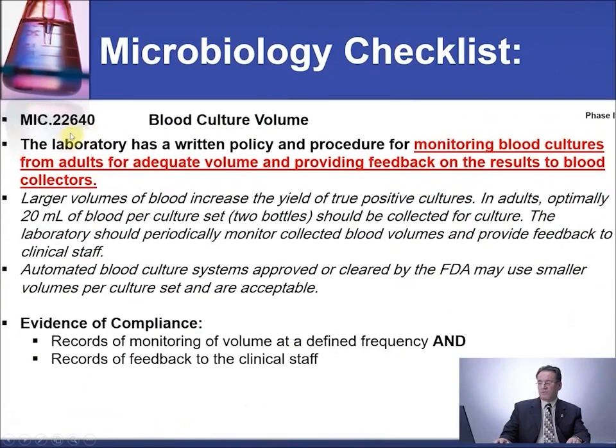In MICRO.22640, blood culture volume, the lab has a written policy and procedure for monitoring blood cultures for adults for adequate volume, providing feedback on the results to blood collectors. And the way to comply with this is to have an indicator on it. You have to have a quality indicator or a KPI for this.